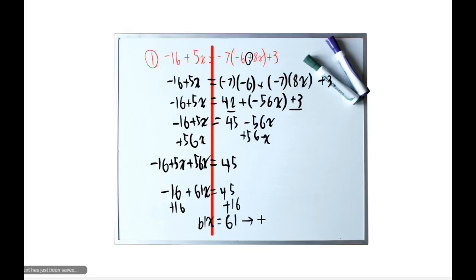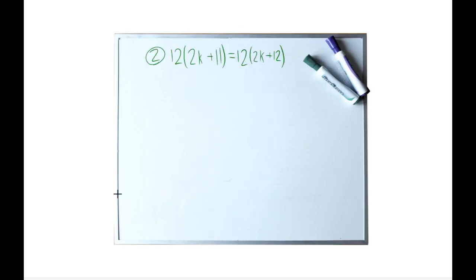And x is equal to 1 because in order to solve for x by itself, we have to divide by 61. 61 divided by 61 is 1. So try this one on your own.